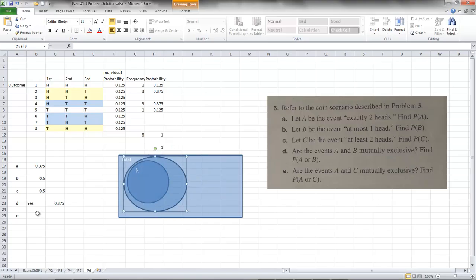Okay, so the way that you answer this one is no, it's not mutually exclusive, and the equation for when you have non-mutually exclusive events is the sum minus the probability of the overlap, which is A. So it's going to be equal to C plus A, but minus A because C contains it, and you're going to end up with a 50% chance of A or C happening, okay? That's the solution for problem 6.